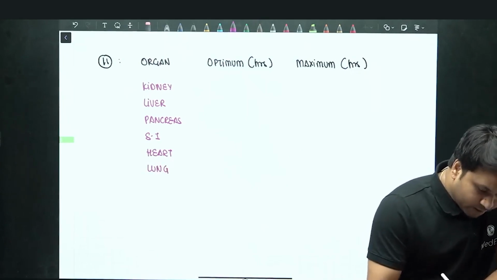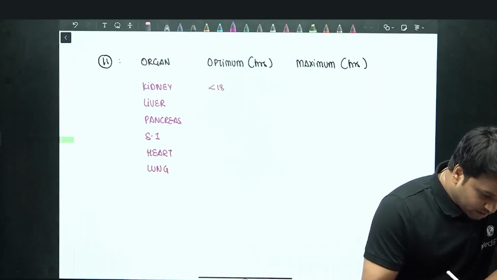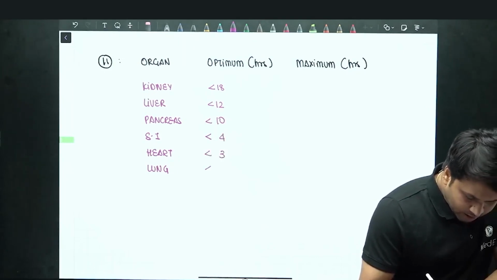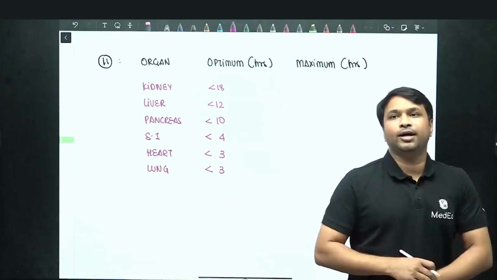Now for optimum, kidney should be less than 18 hours. Liver is less than 12 hours. Pancreas is less than 10 hours. Small intestine is less than 4 hours. Heart is less than 3 hours. Lung is also less than 3 hours. This is your optimum time period.